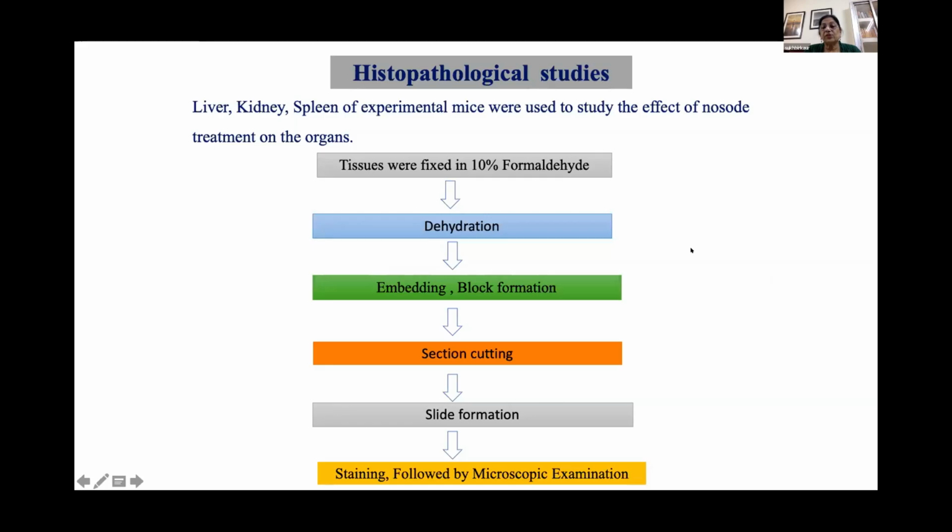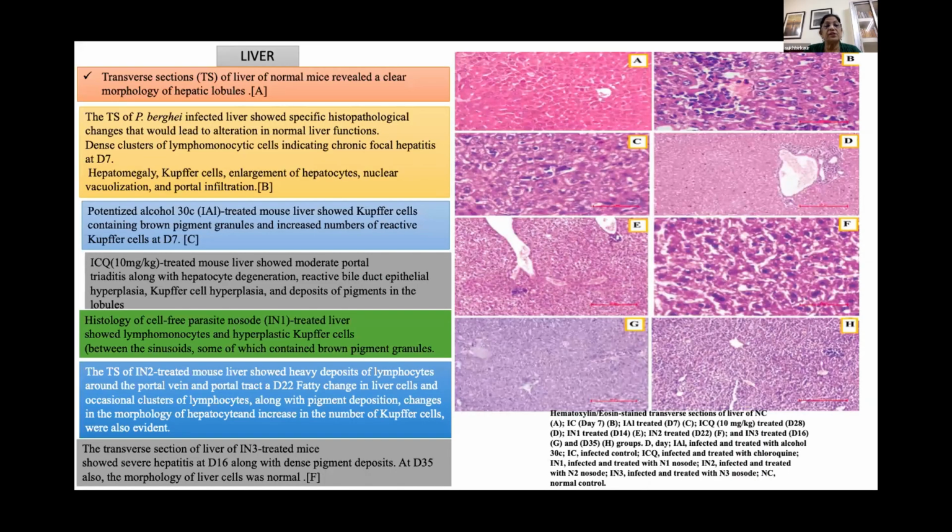Then we also carried out the histopathological studies to see whether it is only the biochemical parameters which are deranged, or whether there are also some changes in the histopathology. These are some of the histopathological slides of the normal mice, the infected mice, and the drug-treated animals. This is of the potentized alcohol. Just to sum up, in the animals treated with the N3 nosode, the histopathology of the liver showed almost normal histopathology as compared to the infected animals, where there was a lot of hemozoin deposition, chronic focal hepatitis, and many different types of inflammatory cells were seen.